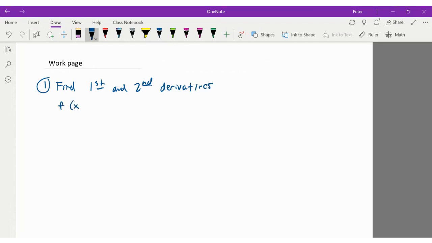So the function f of x is 3x to the fourth minus 8x cubed plus 6x plus 1. So f prime of x equals 12x cubed minus 24x squared.